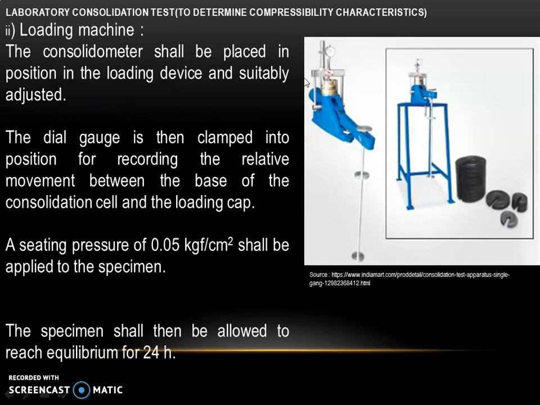The consolidometer then will be placed in the loading device, and this dial gauge will be clamped into position for recording the movement of the soil sample between the base of the consolidation cell and the loading cap. A seating pressure of 0.05 kgf per centimeter square will be applied to the soil specimen. Then the specimen will be allowed to reach equilibrium for 24 hours.